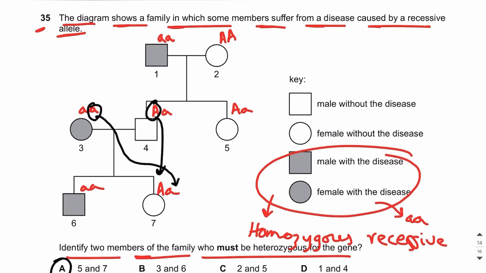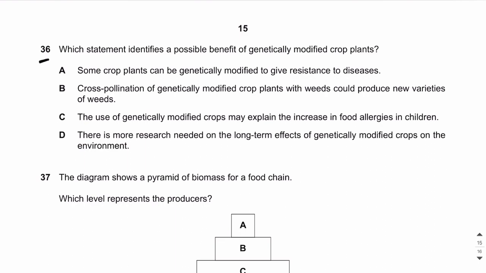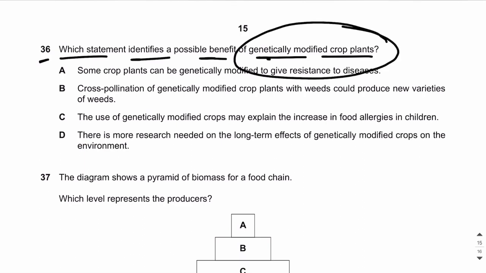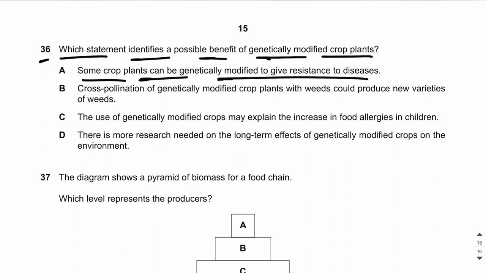Let's move on to MCQ number 36. Which statement identifies a possible benefit of genetically modified crop plants? So guys, we have to choose an option which shows a possible benefit of genetically modifying the crop plants. Some crop plants can be genetically modified to give resistance to diseases. Guys, this is true. We modify crop plants genetically to make them resistant to particular diseases, right?